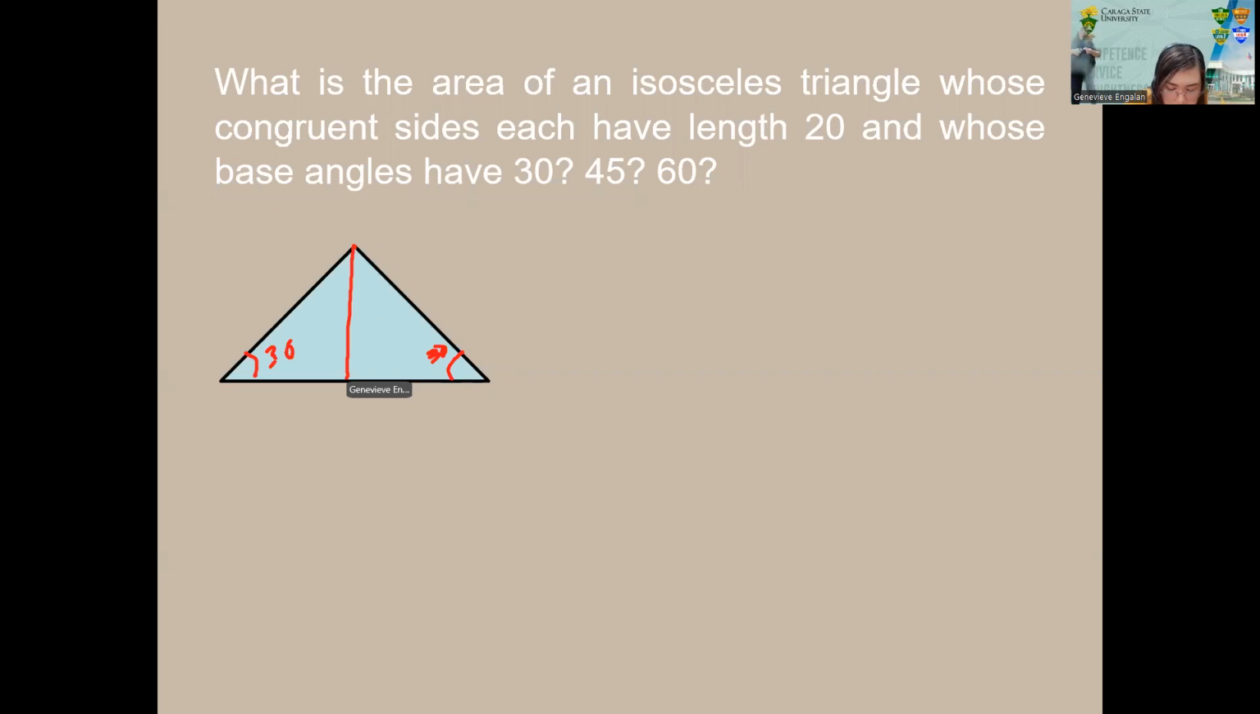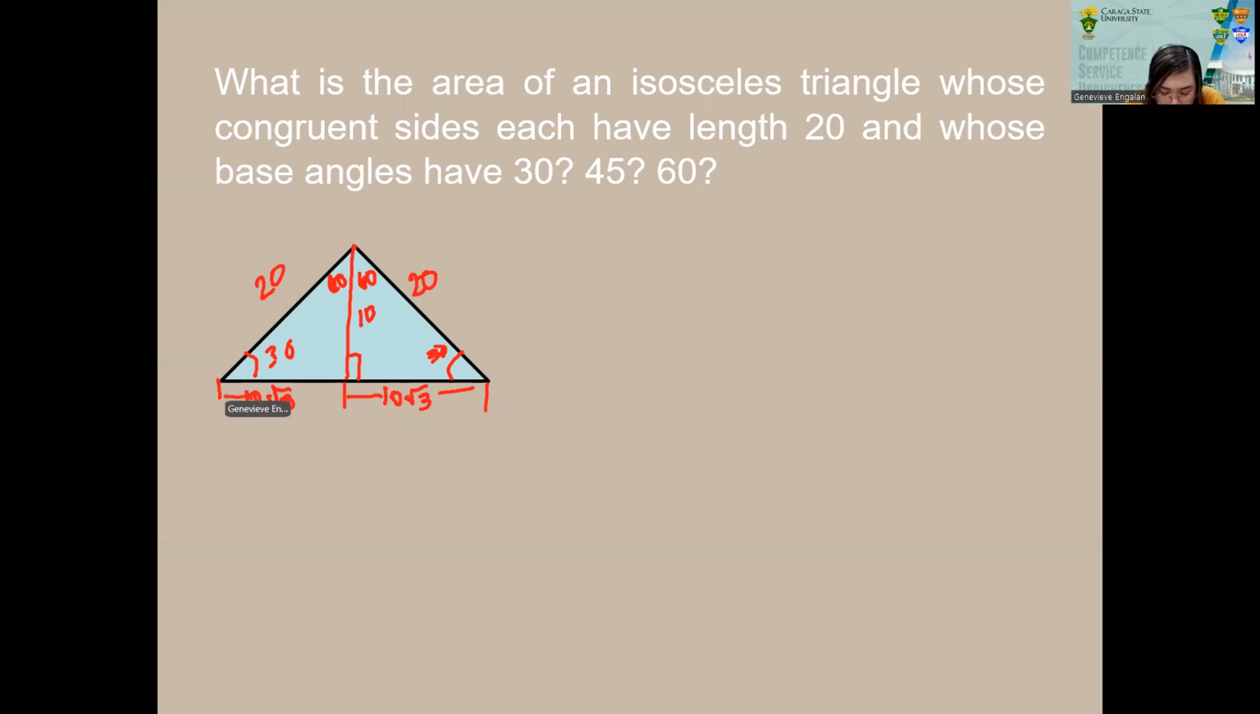So the measure of these angles, same as before, you have 60, 60, 90. The length of the congruent sides is 20. What is the measure of the shorter side, the height? It is at the middle, so this will be 10. Then from here going down, this will be 10 square root of 3. So the height is 10 square root of 3.